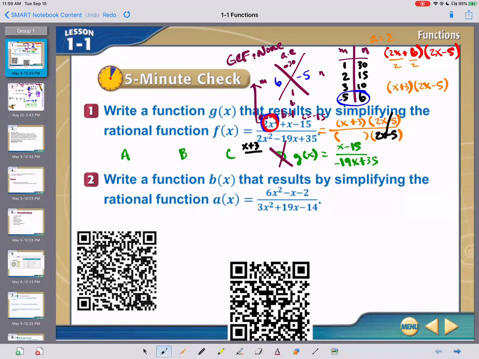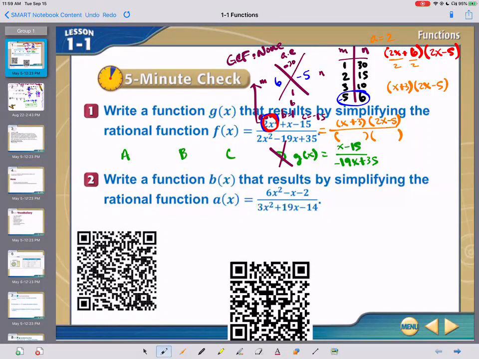Or, like I said, it could be that this is x plus 3 and these two get canceled. And so your answer would be something like 2x minus 5 over something else. That's how you do this problem.